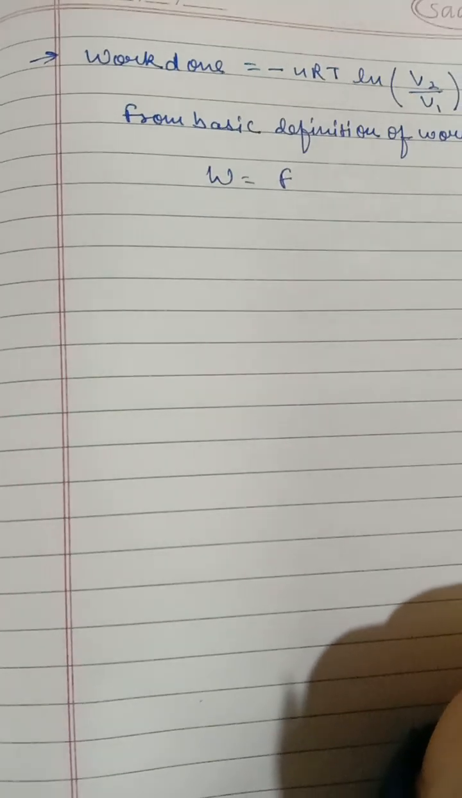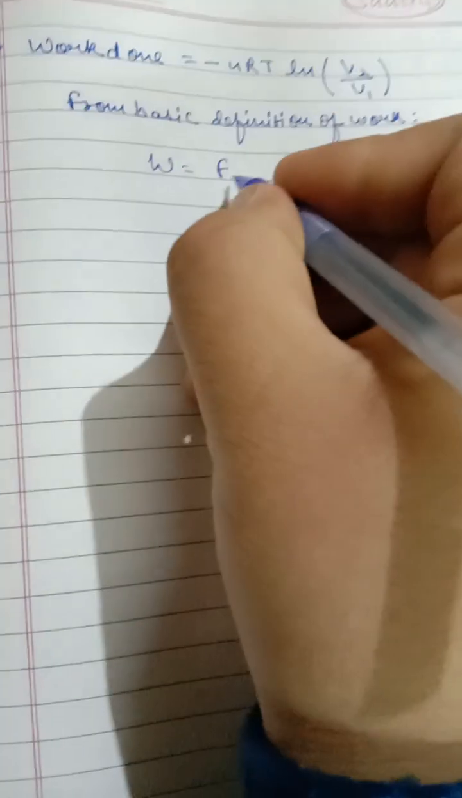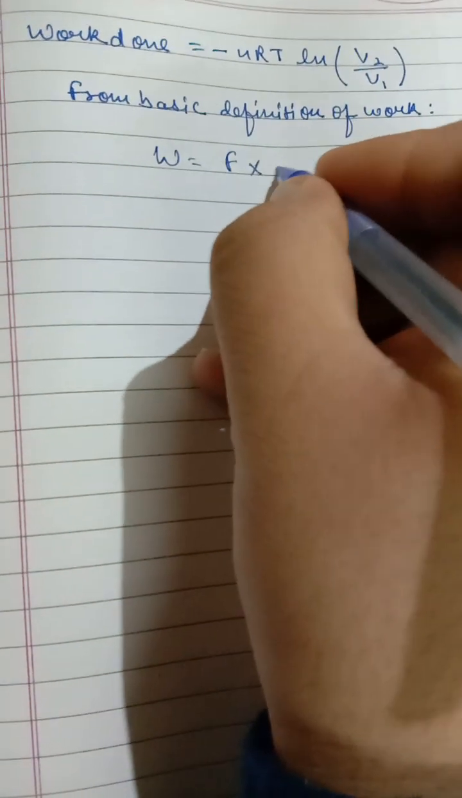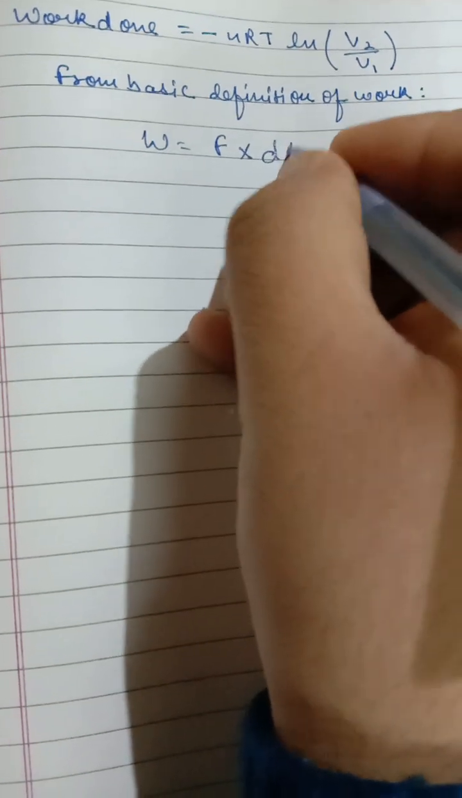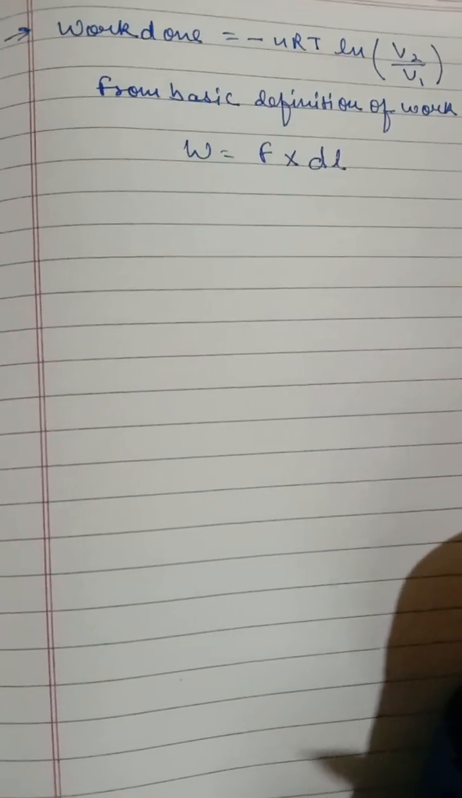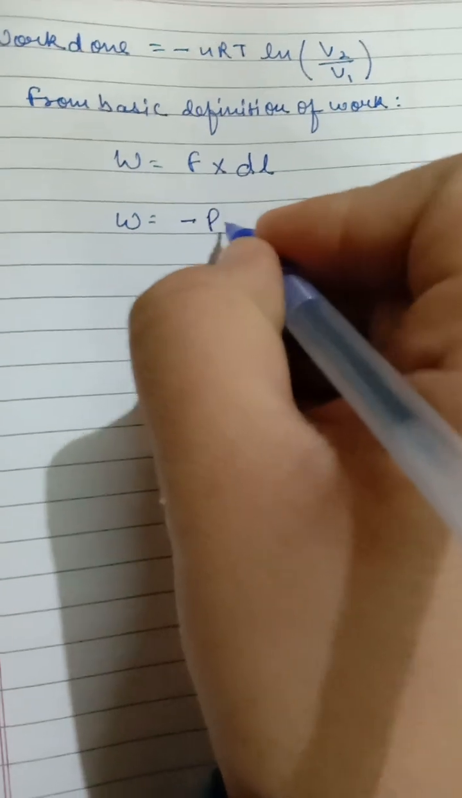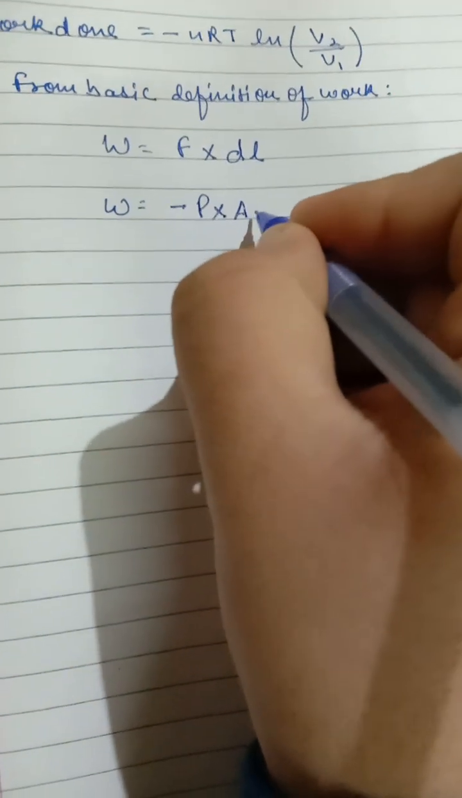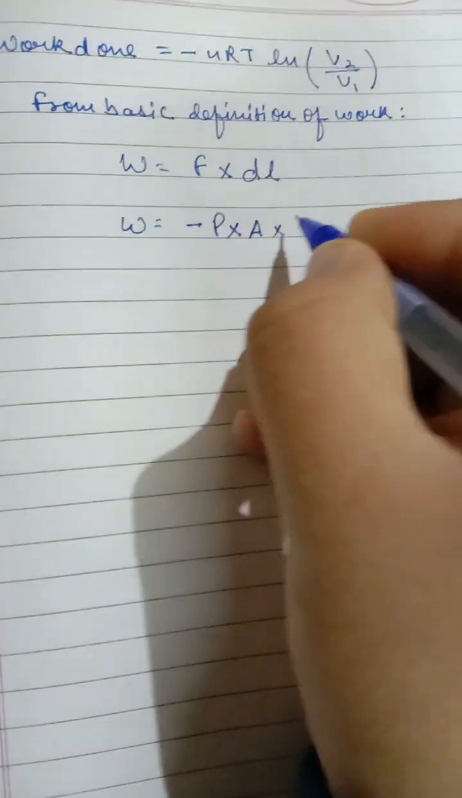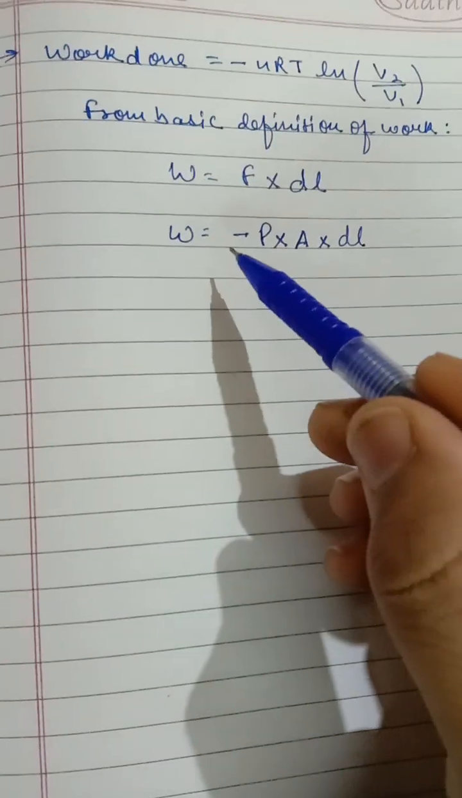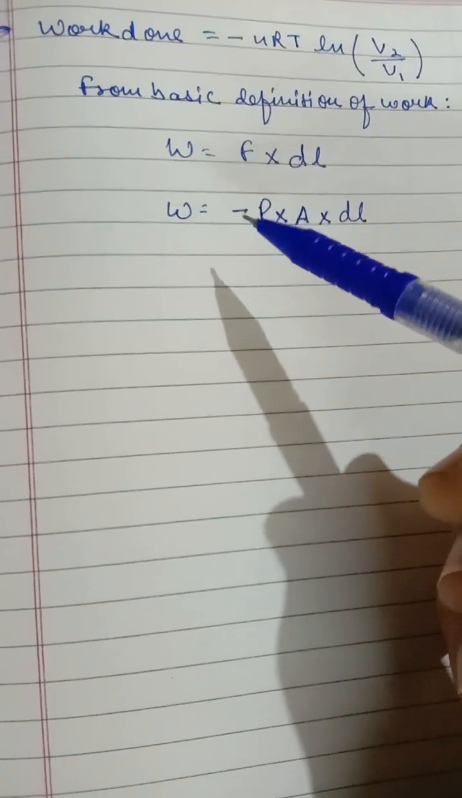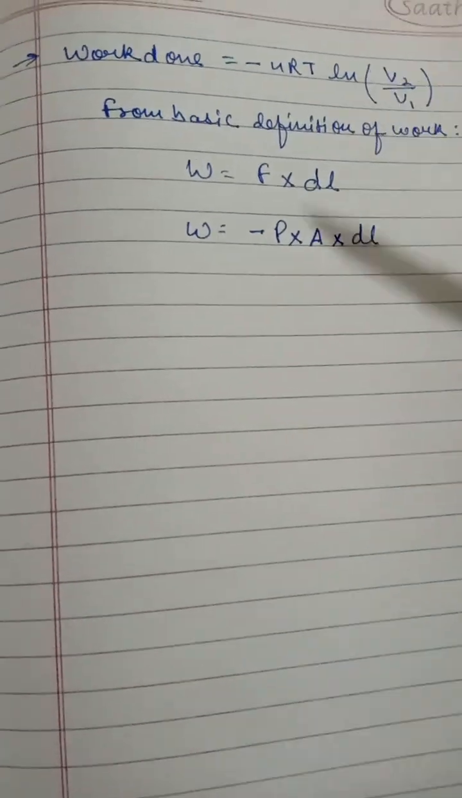So as per physics, work done equal to force into displacement, and here displacement we are going to take minus dl. Now we are going to change force into the terms of pressure and area. So work done equal to minus P into area into dl. Why we have put this minus sign, we'll also study this. First let us derive it into this form.